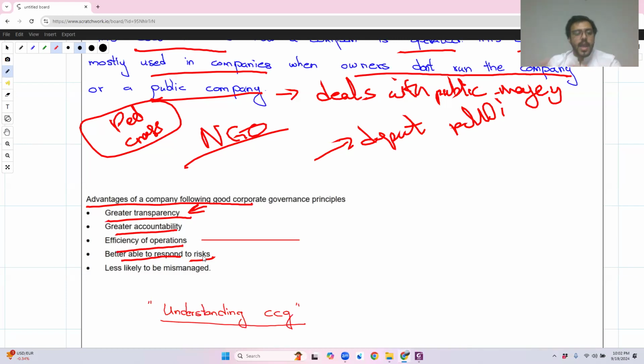And the final advantage is less likely to be mismanaged, again, because you have so many layers upon layers, and even the shareholders have control over the company. Even if one person is making a wrong decision, the person above him would punish that person. That's it. These are the advantages of the CCG.